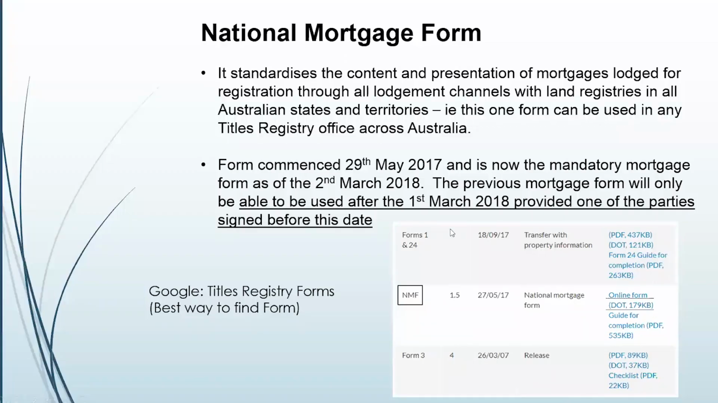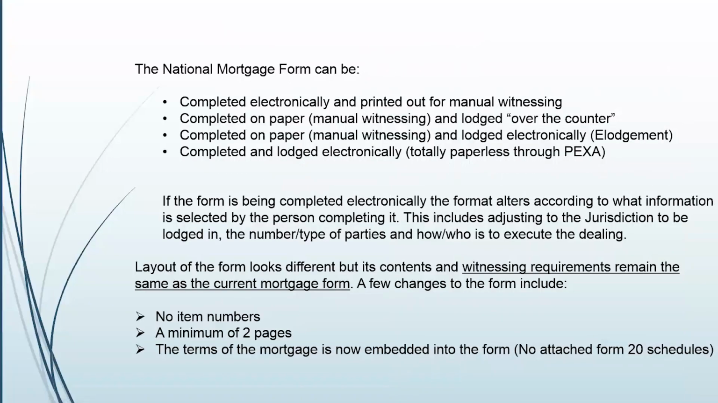All right, so going on, the National Mortgage Form can be completed electronically and printed out for manual processing. So that's what you'll get. It can be completed on paper, with manual witnessing and lodged over the counter. And the last two options, obviously completed electronically, e-lodgement, that's what solicitors use, and completed paperless through PEXA, which is the online service. So you won't see those two.